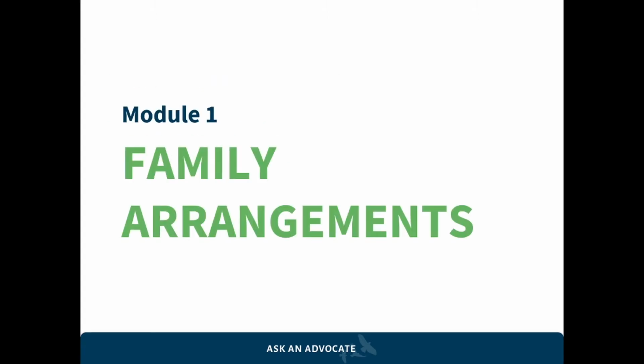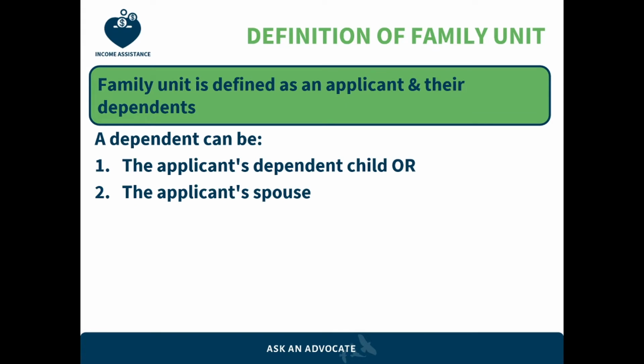In this section, we will go over the ministry's definition of family unit, dependents, and spouses. Before an applicant can determine how much they can receive, or what their asset limit is while receiving income or disability assistance, they must first figure out what their family unit size is. A family unit is defined as an applicant and their dependents. A dependent can be either the applicant's dependent child under the age of 19, or the applicant's spouse.